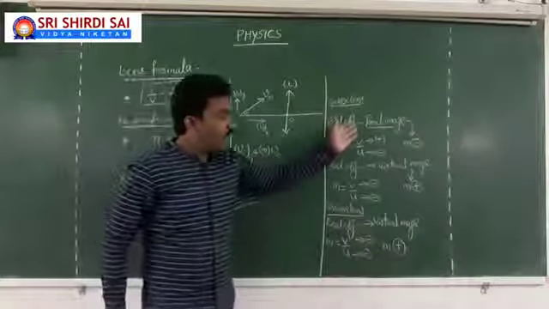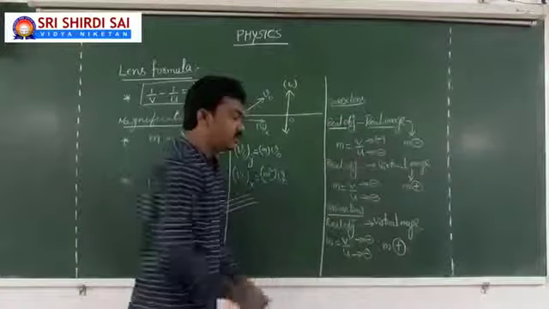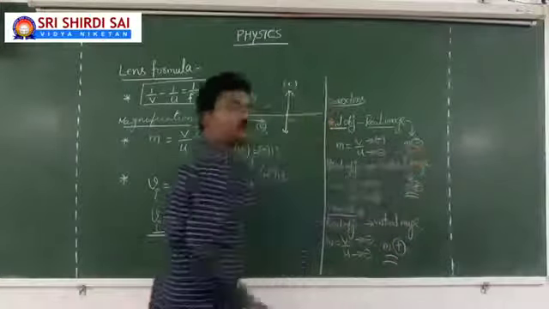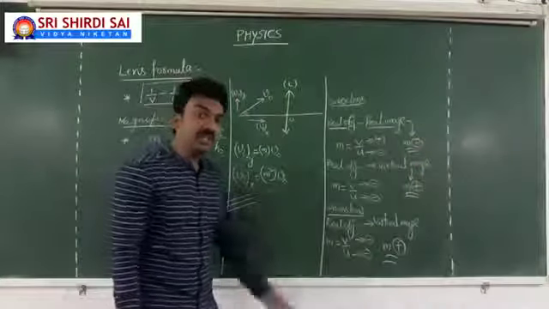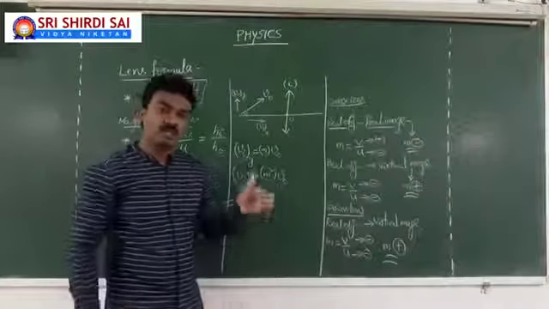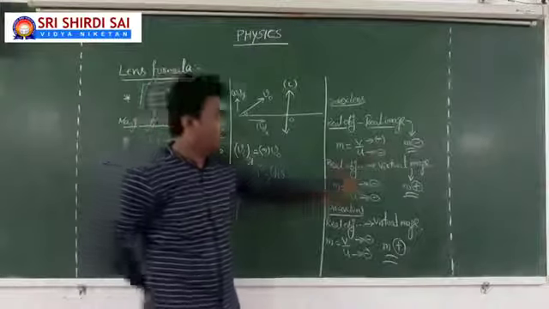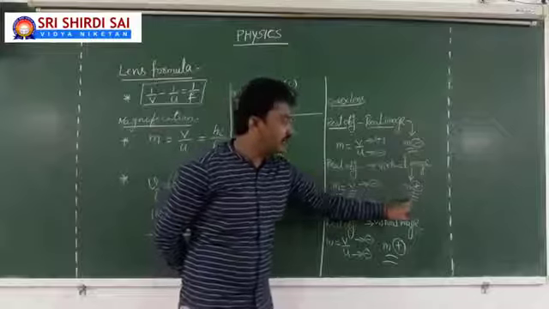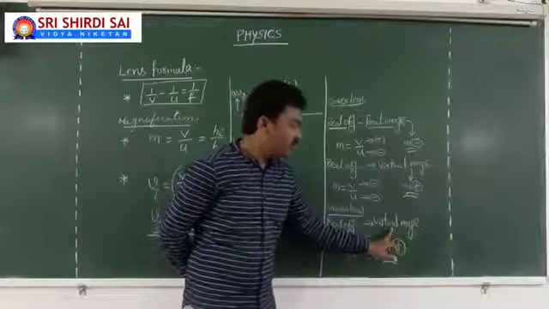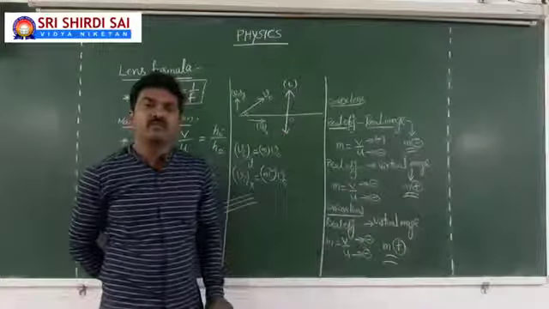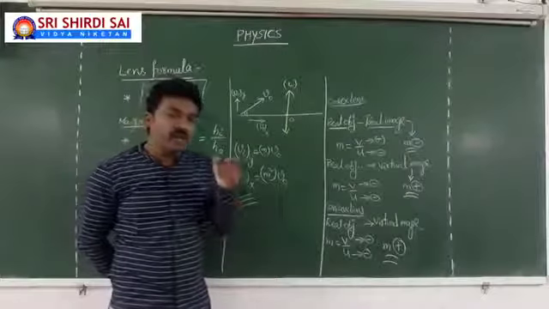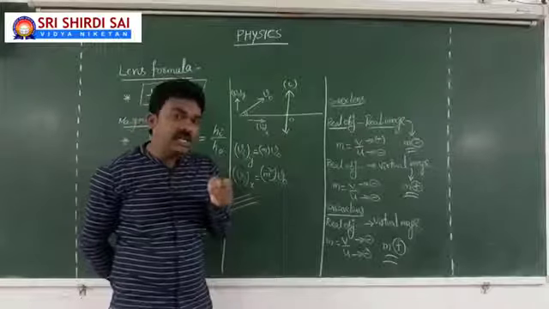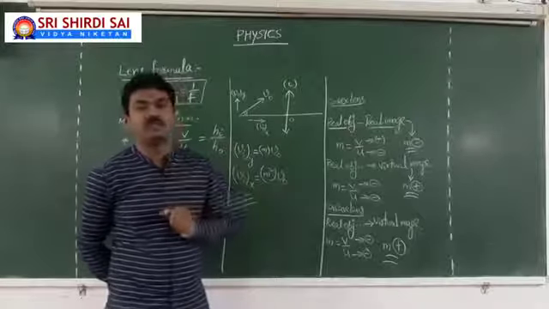So here all I have discussed is the sign of the magnification, which explains the nature of the image, whether it is real or virtual. You see here, for a real image, magnification is negative; for a virtual image, magnification is positive. Whenever you come across a magnification value, the sign indicates the nature of the image.